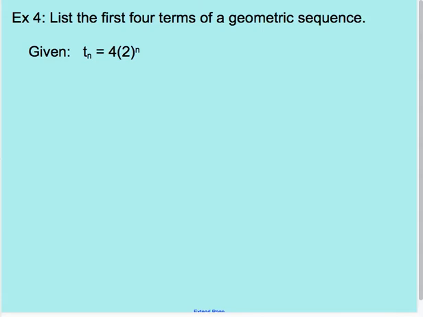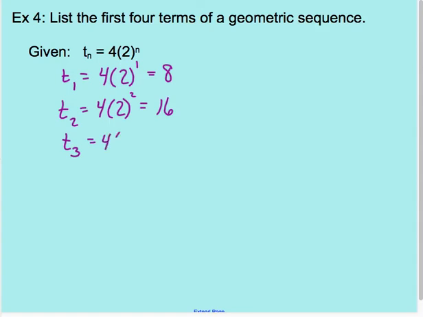So now we're going to use the explicit formula to list 4 terms of a geometric sequence. Term 1 would be substituting 1 in. So 4 times 2 gives us 8. Term 2, we would substitute 2 for n. 4 times 4 is 16. Term 3, substitute 3. 4 times 8 is 32. And then term 4, 2 to the 4th is 16, times 4 is 64.